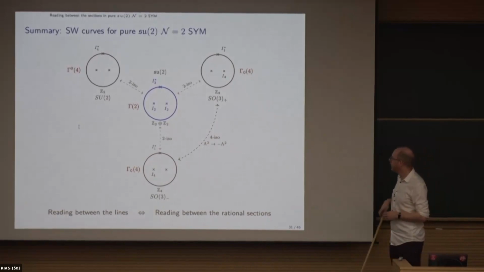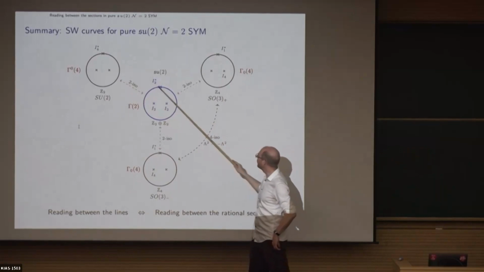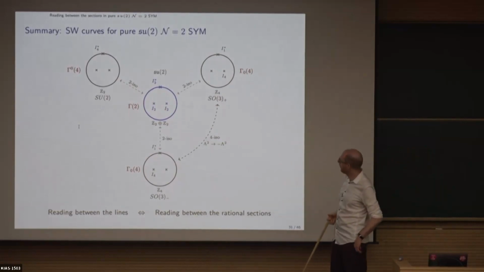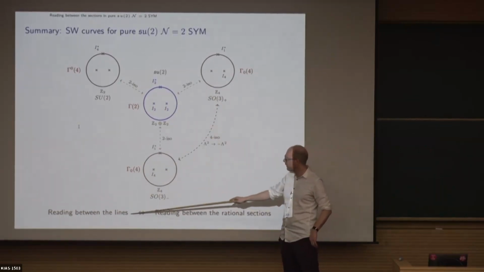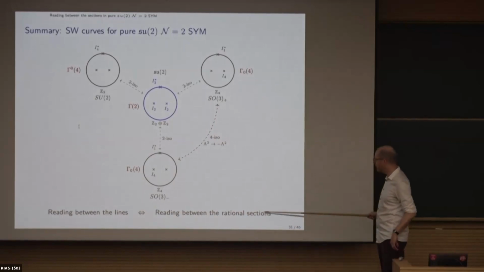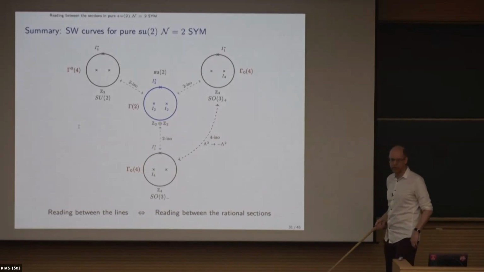Okay? And so again, here there is this symmetry that exchanges the two I1s. Here instead there is no symmetry. Instead you need to go from SO3 plus to SO3 minus. So that is the picture for Super Yang-Mills. And so the punchline is that this, of course, at the level of any gauge theory, and also for the Nicole one, it was discussed in much detail in the Reading Between the Lines paper. And so I'm claiming that reading between the lines for 4D N=2 Seiberg-Witten geometry is the same as reading between the sections.